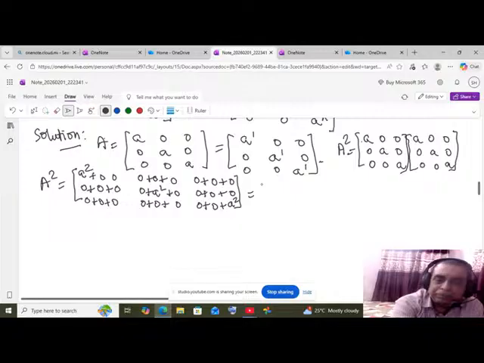Now simplify it. So what do we get? Here we get A squared, 0, 0; again 0, A squared and 0; and here it is 0, 0, A squared. Okay, now A cube.